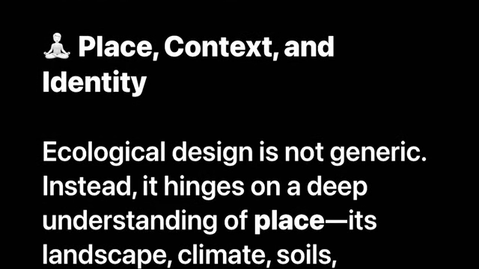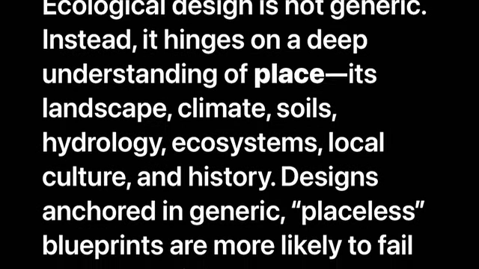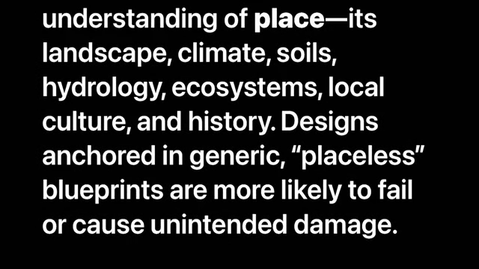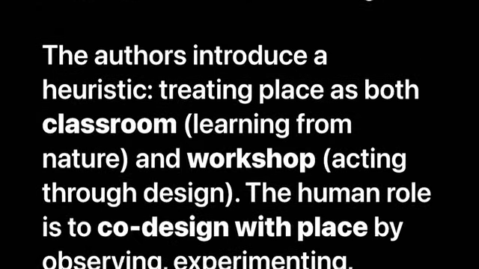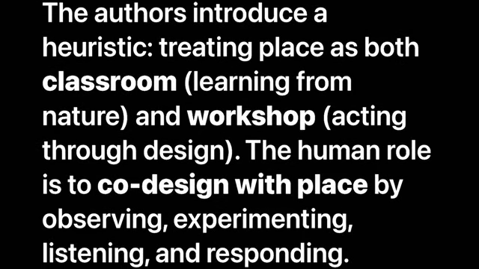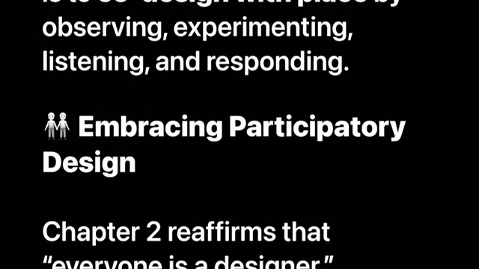Place, context, and identity. Ecological design is not generic. Instead, it hinges on a deep understanding of place, its landscape, climate, soils, hydrology, ecosystems, local culture, and history. Designs anchored in generic, placeless blueprints are more likely to fail or cause unintended damage. The authors introduce a heuristic, treating place as both classroom, learning from nature, and workshop, acting through design. The human role is to co-design with place by observing, experimenting, listening, and responding.